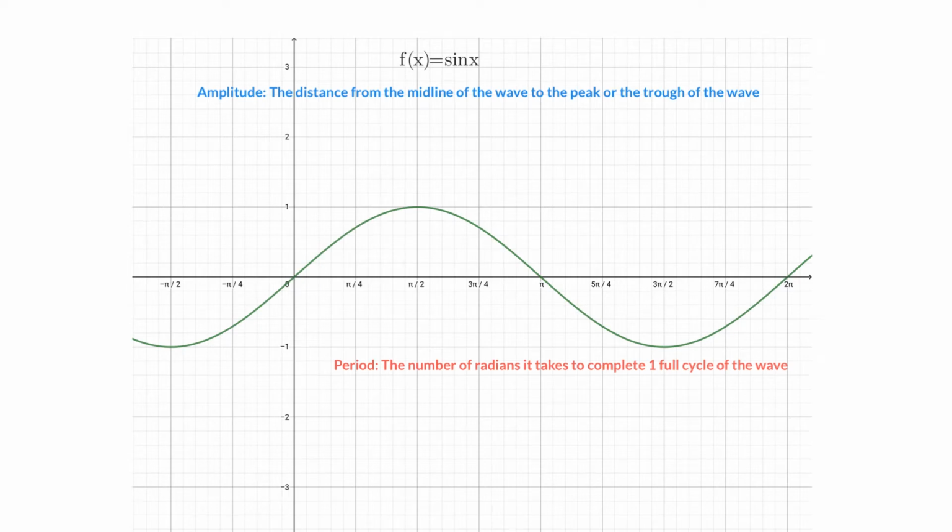So in this video, we're going to look at the sine, cos and tan waves. First of all, we'll start off with the sine wave and we'll look at how we describe this wave. Let's talk about the amplitude of this wave. The amplitude is the distance from the midline of the wave to the peak or the trough of the wave. Now, what do I mean by midline first of all?